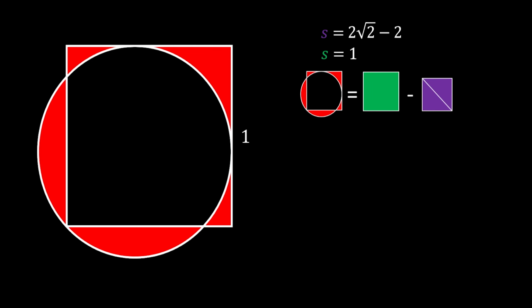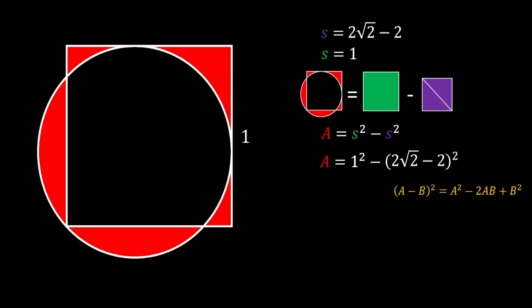Now we can form our equation. We can say that our red area is equal to the squared side of the green square minus the squared side of the purple square. If we substitute the value of our sides, we will get that the area is equal to 1 squared minus the quantity of 2 square root of 2 minus 2 squared. This second term will represent the binomial square, and we can solve it by using the formula that a minus b squared is equal to a squared minus 2ab plus b squared.